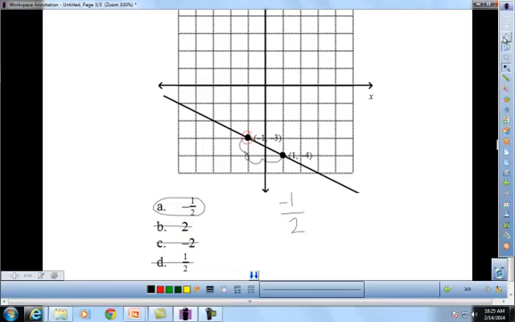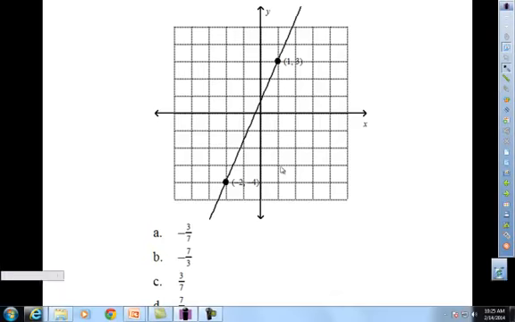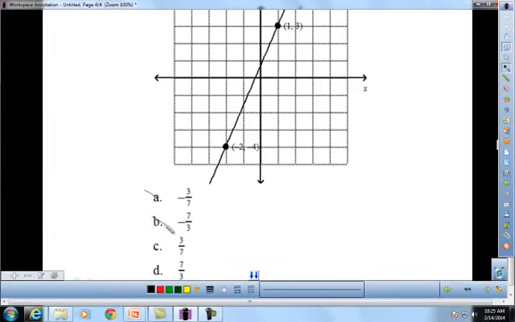Okay, let's go ahead and try a different one here. We can do this one real quick. Positive slope. So I can get rid of my A and my B choices, or even if it wasn't multiple choice, you know your answer is going to be positive. But I'm going to rise 1, 2, 3, 4, 5, 6, 7. So my rise is 7. And now from here, my run is 1, 2, 3. So I get a positive 7/3.